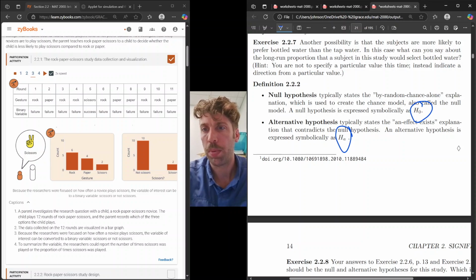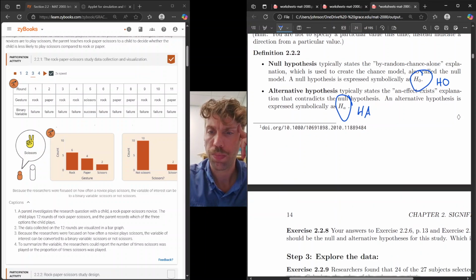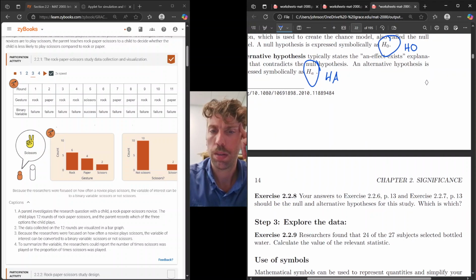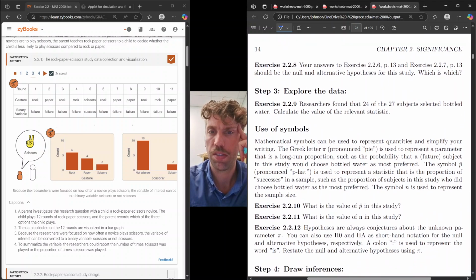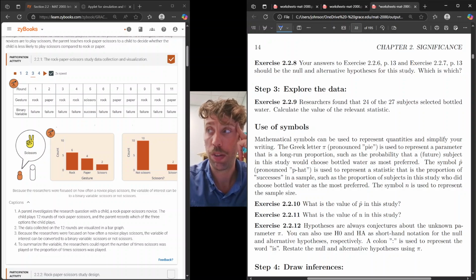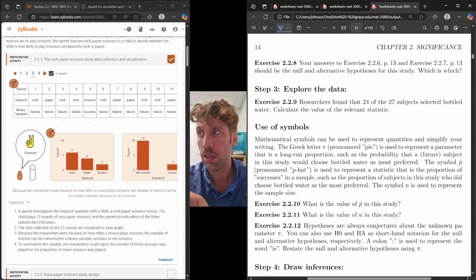And then for typing up your homework, I've got my computer upright, so it's harder to write. But basically, you don't have to have the 0 as a subscript for your homework. You can just write H0 and HA. That'll be fine. Okay, now, your answers to 6 and 7 should be the null and alternative hypothesis for the study, which is which. So one of those is there's nothing going on, nothing's related. That's the null hypothesis. The other hypothesis should be like there's something going on.